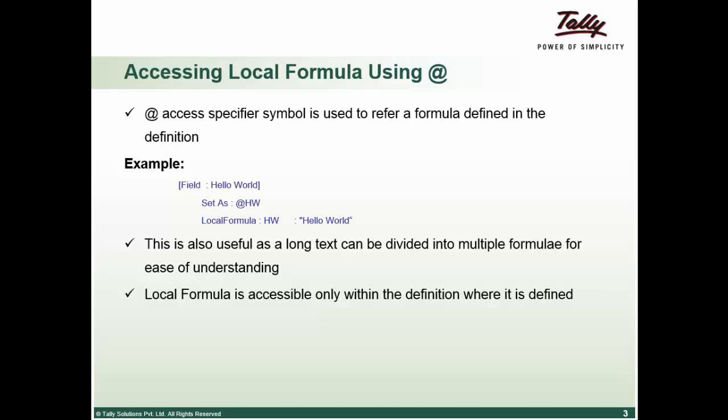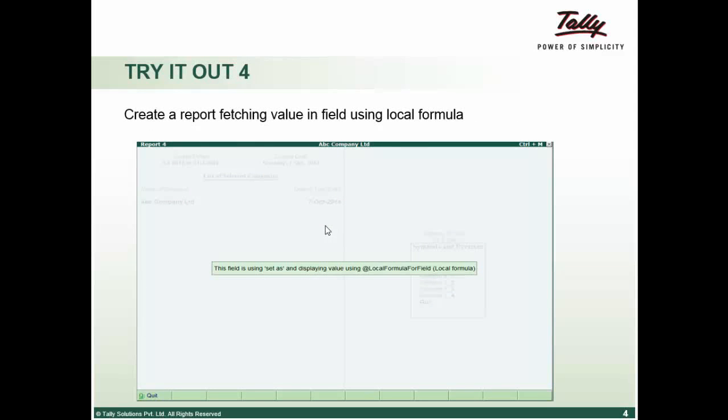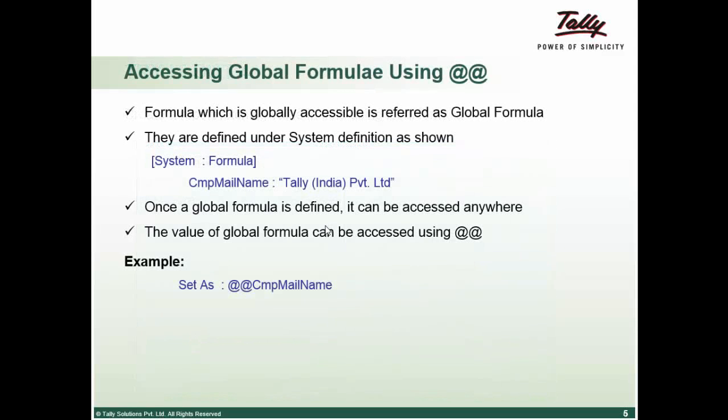The value of a local formula can be accessed by using the symbol prefix simple at. So as you can see in this example, set as @ HW, local formula HW hello world. So this output would be hello world. Then you can try it out. You can just write a simple code, write a local formula, and try to show the output of the local formula.